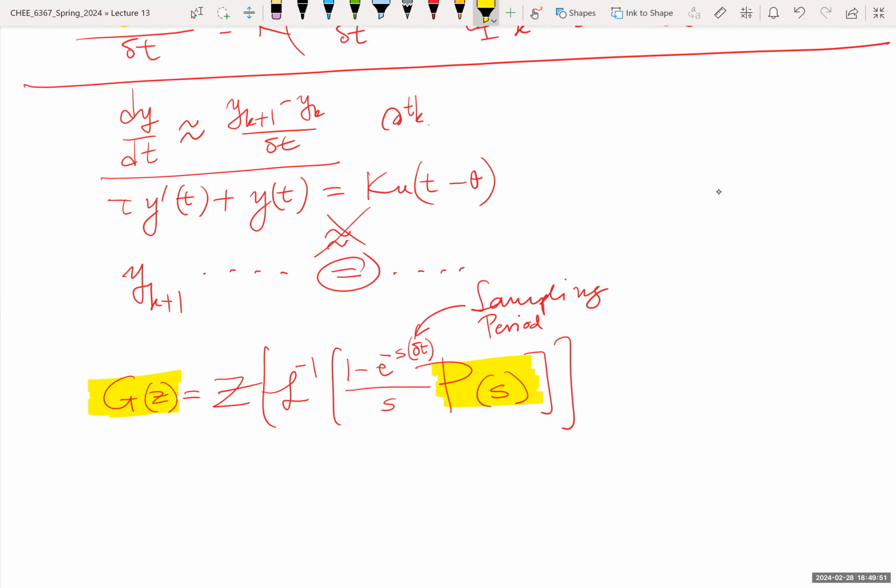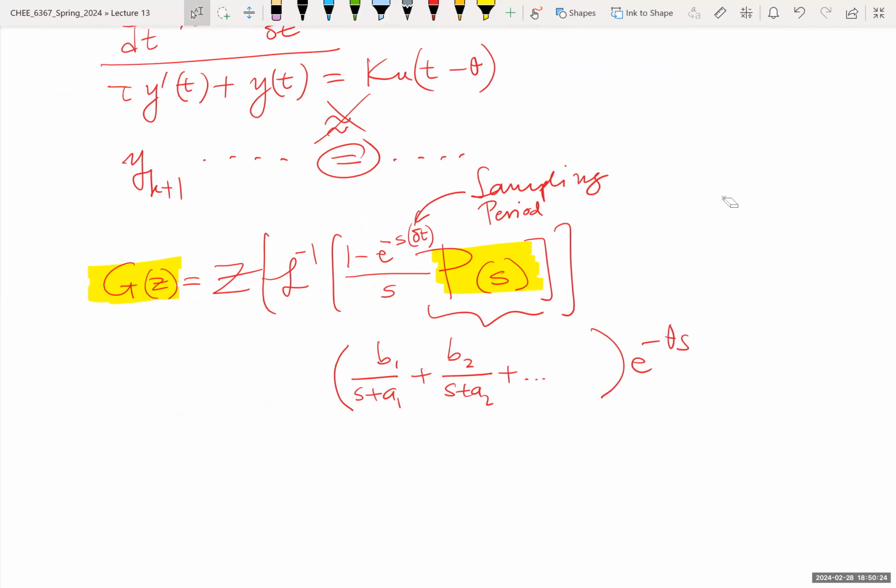And I'll do this as follows. If I have P of S written in the form first order plus time delay, and this may actually be a sum of first order transfer functions. So that means I can have any transfer function with time delay, however many of those you want. Well, this is P of S.